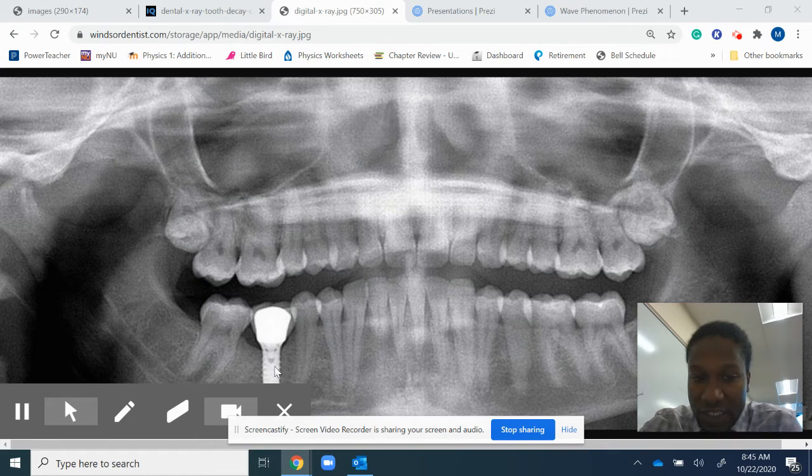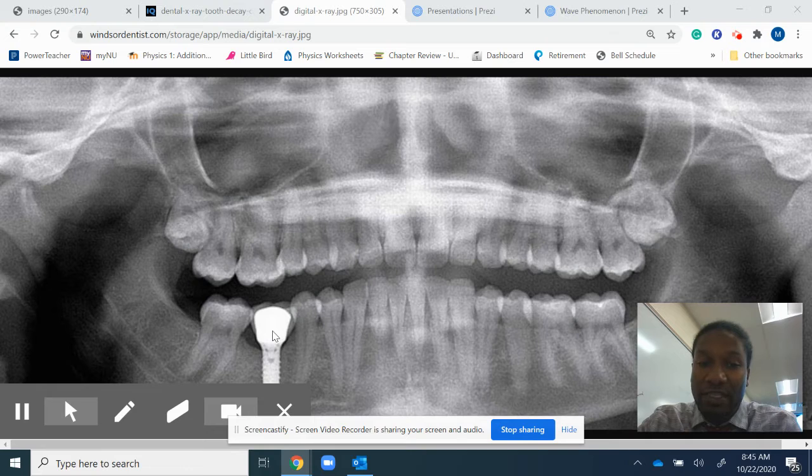So right here, you see this dark, dark white. That means that the x-ray could not penetrate this. And to me, it looks like an implant tooth. You can kind of see the screw grooves. They literally screwed in a fake tooth. Perhaps the other tooth had to be removed for whatever reason, and this person has an implant.